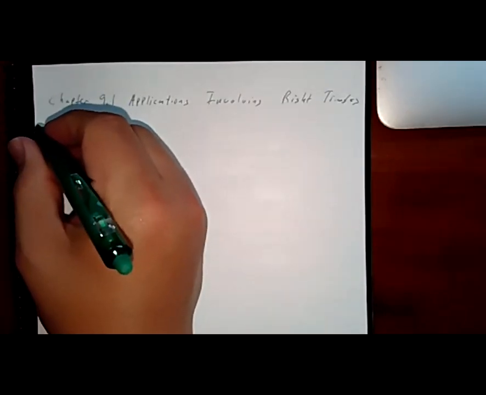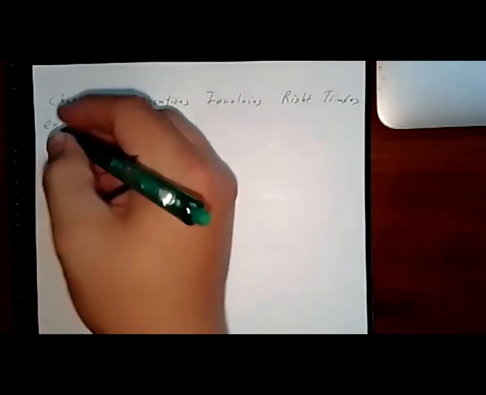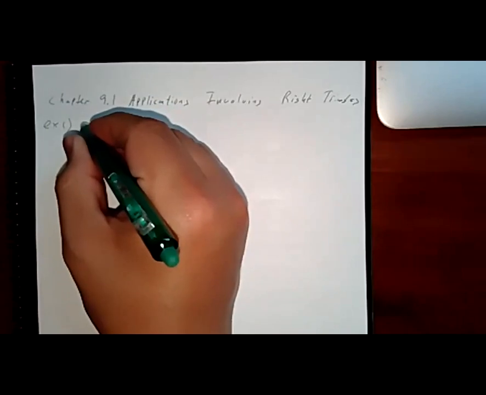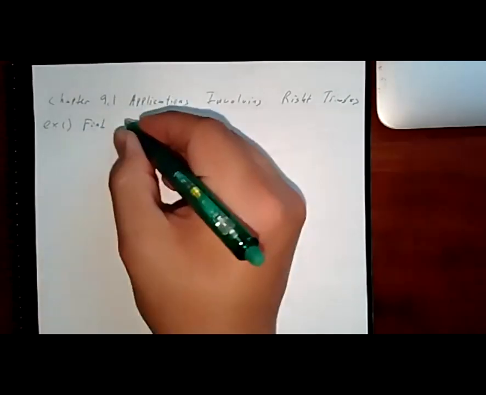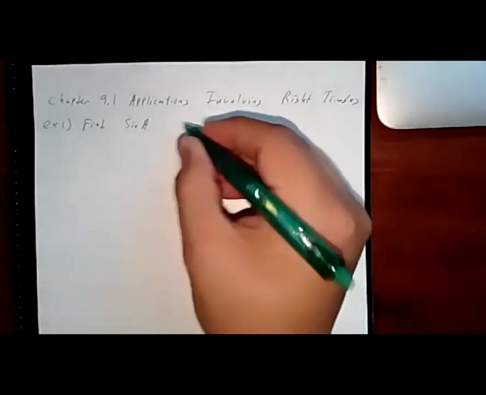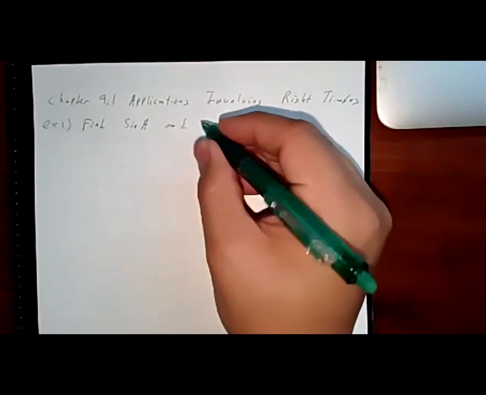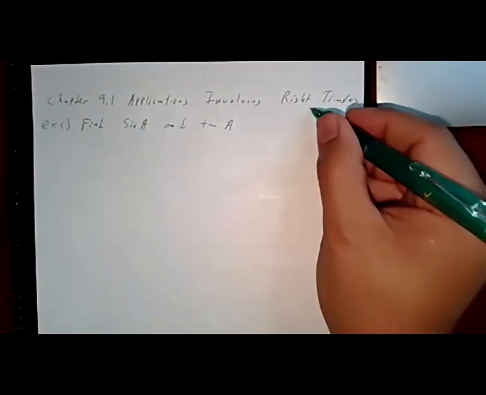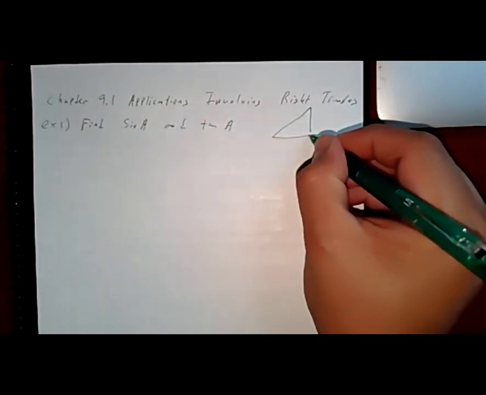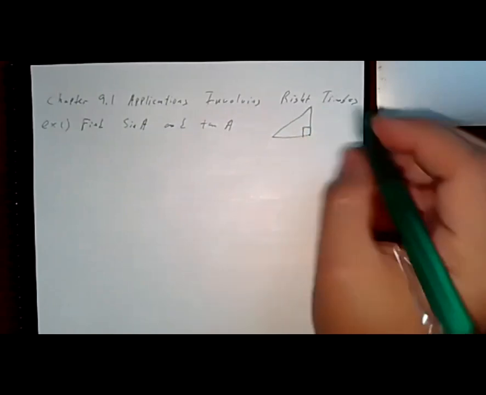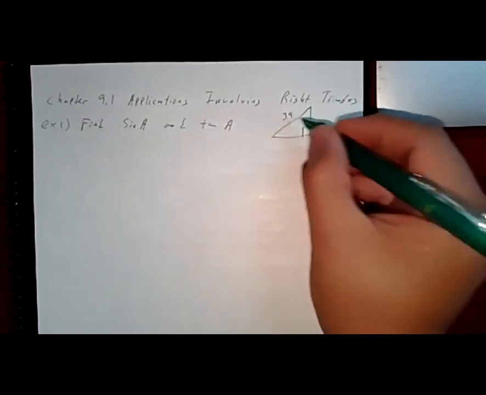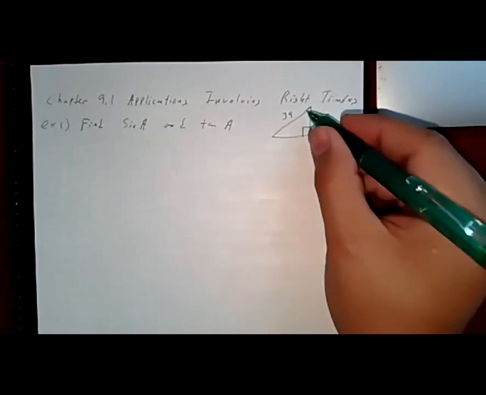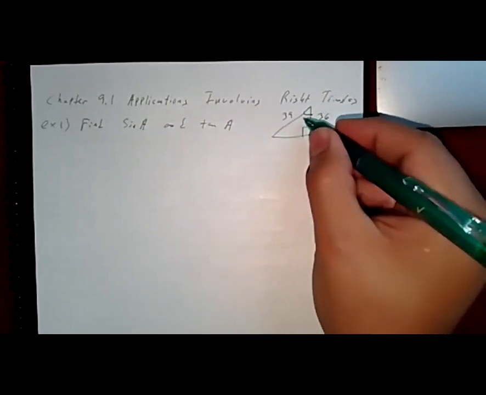I don't think we need any new formulas. Let's just jump to example 1. Let's see how it goes. Find sine A and tangent A. Given this triangle, I'm going to give this to you in the question. So right angle, 39 is right there, 36 is over here, and then they give you an angle up top. They call it A.